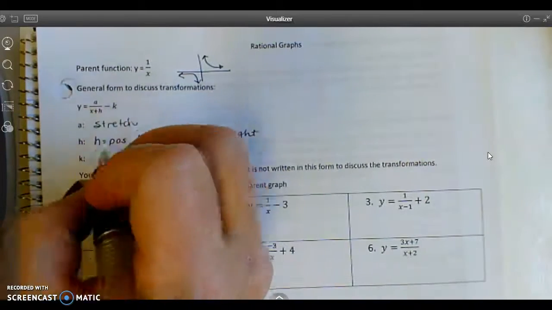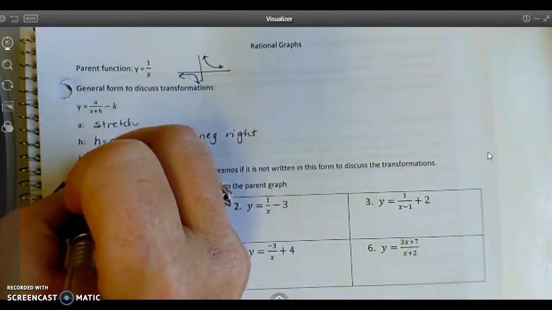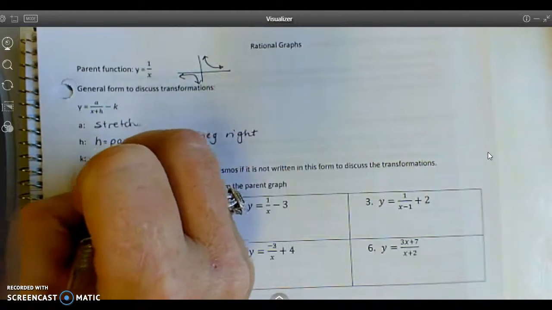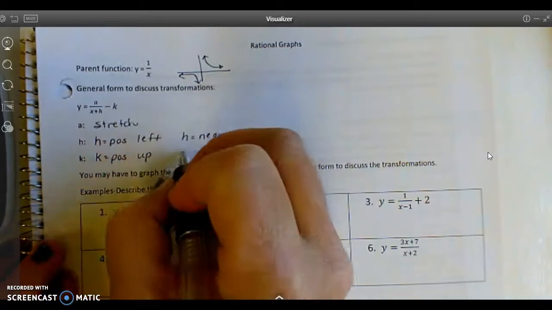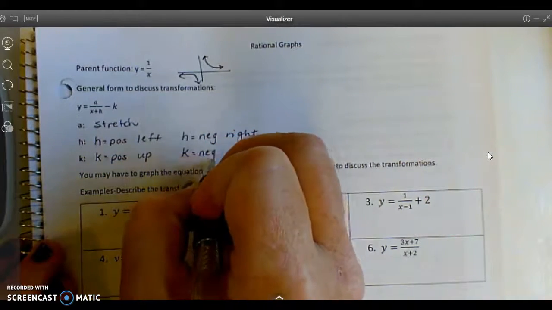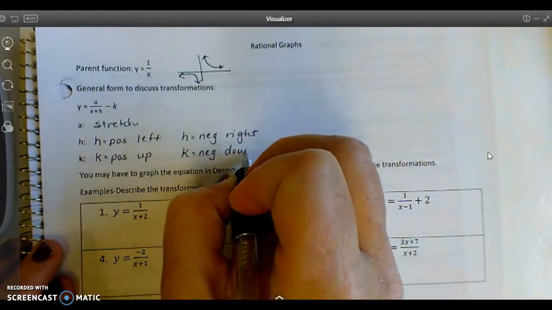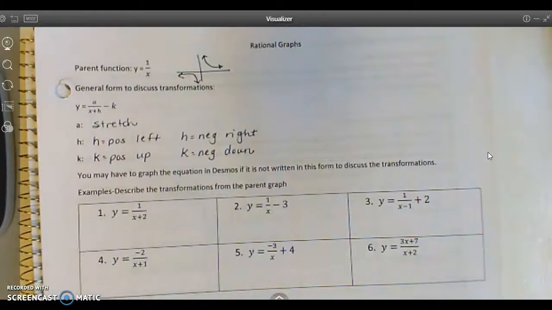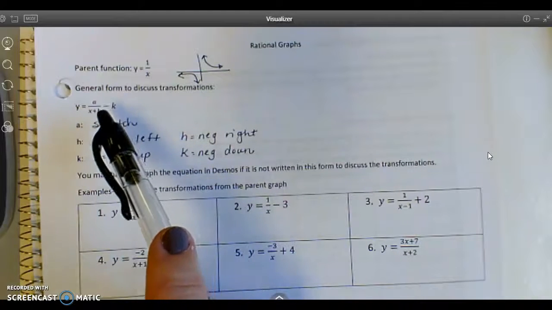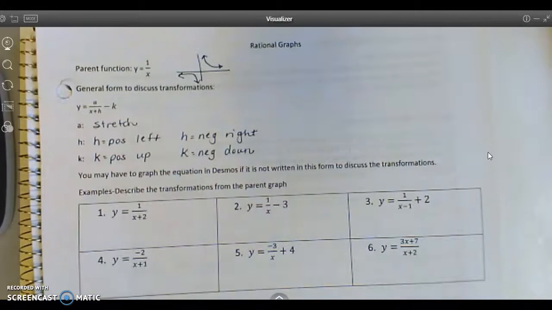And I've got a minus K, but it really doesn't matter if it's a minus or a plus. If K is positive, it moves up. If K is negative, it moves down. So H is moving it left and right, and K is moving it up and down, depending on if it's positive or negative.